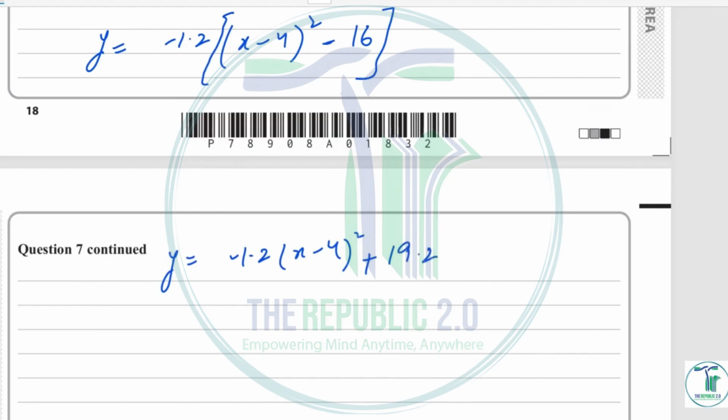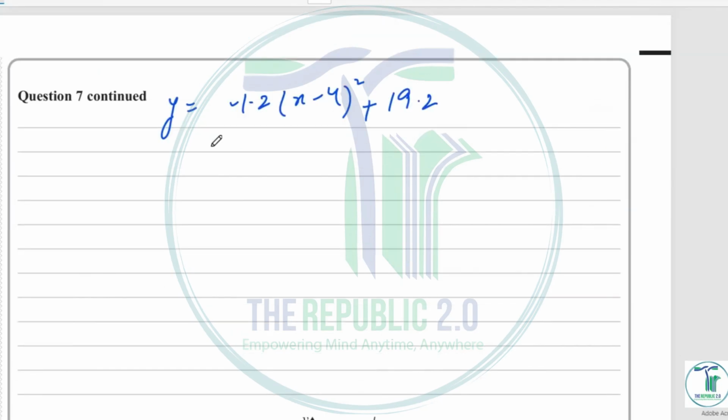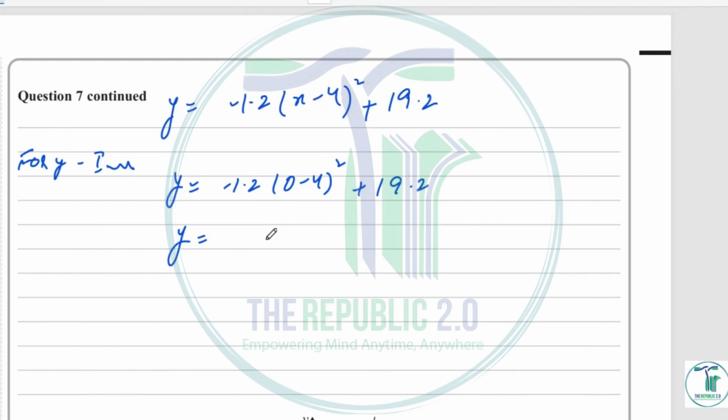So we've got these curves. So what does that mean? The y-intercept is going to be, for the y-intercept, plug in x equals 0. So negative 1.2 times (0 minus 4) squared plus 19.2. And I would have something like negative 1.2 times 16, which has to be negative 19.2 plus 19.2. And that comes out to be 0.